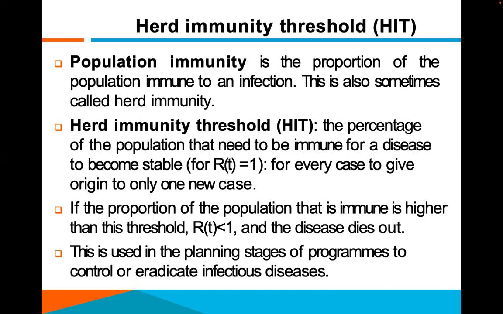So herd immunity, or population immunity, is the proportion of the people who are immune to an infection, and it's sometimes called herd immunity. Once herd immunity is reached, the rate of new transmission is controlled. Now, there's a herd immunity threshold, and this is the percentage of the population that needs to be immunized for the disease to become stable, for every case to give origin to only one new case.